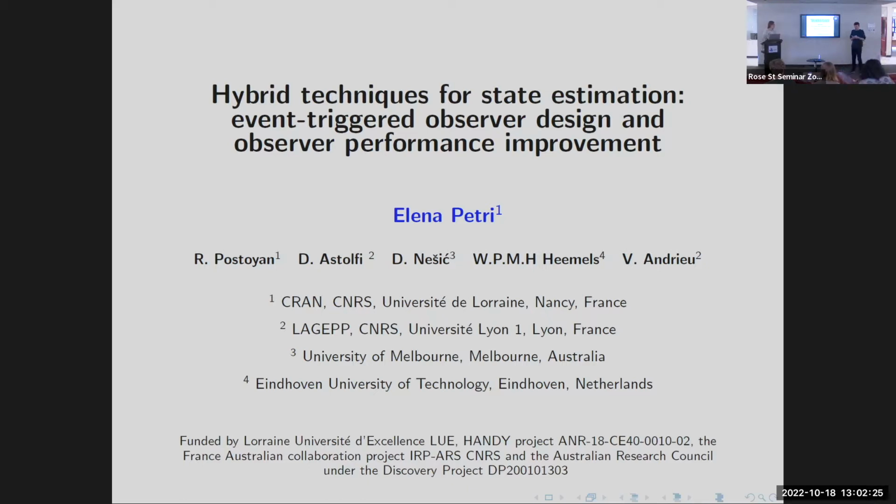Elena is currently under the supervision of Romain Postillon, Dragan Nesic, and Danielle Astolfi, and she received her Bachelor of Science degree in Mechanics and Mechatronics Engineering and a Master's of Science in Mechatronics Engineering from the University of Padova in Italy in 2017 and 2020, respectively. She performed a Master's of Science thesis at the University College Cork in Ireland between September 2019 and March 2020, and her research interests include observers, nonlinear systems, and hybrid systems.